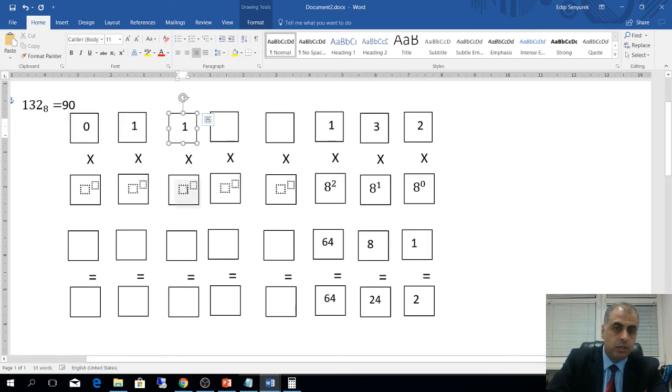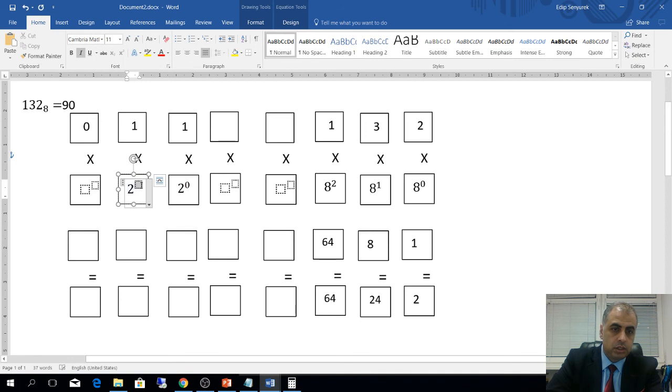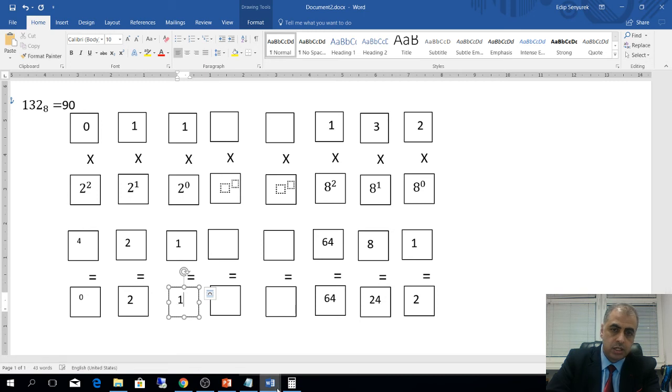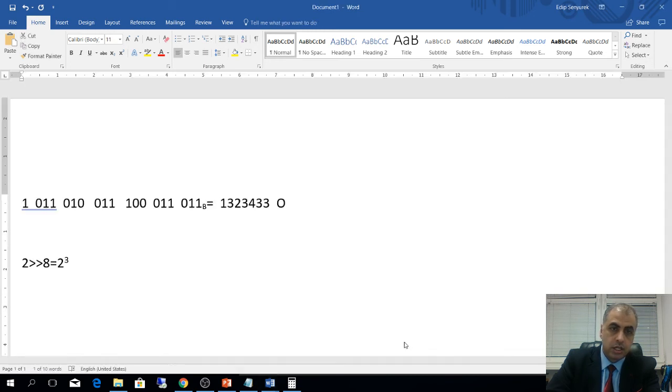011. We're talking about binary numbers. 2 to power 0, 2 to power 1, 2 to power 2. So 0 times 4 is 0. 1 times 2 is 2. 1 times 1 is 1. 2 plus 1 is 3. So the result, as you see, 011 is 3.